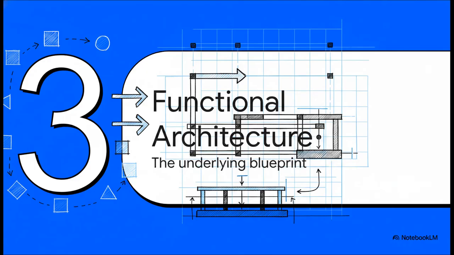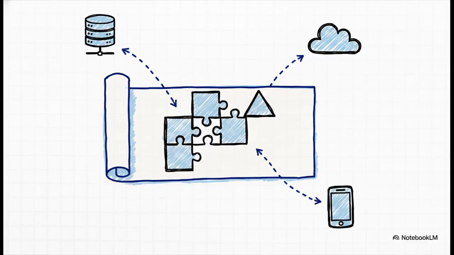Section 3. The functional architecture blueprint. Functional architecture essentially acts as a highly detailed map for the application's domain. And to build it, we have to answer two vital questions. First, how do we partition functionality into components that have clearly defined roles? And second, where does each of those components physically exist within the system?